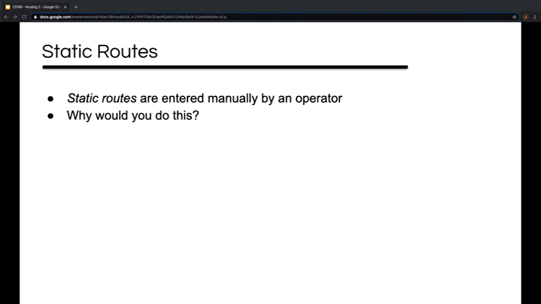Okay, so the other one is static routes, and this is a standard term. Static routes are manually entered by an operator. So why would you do this? Why would an operator want to manually enter a route? We're talking about these routing protocols that are supposed to populate routing tables for us. Why would an operator do it manually?